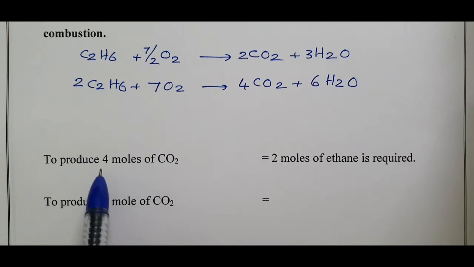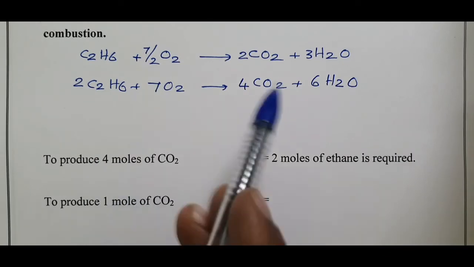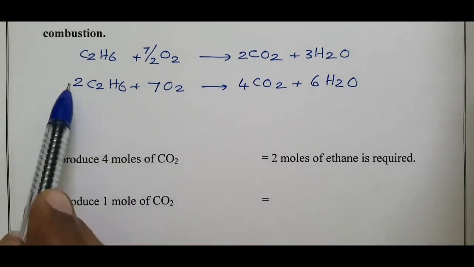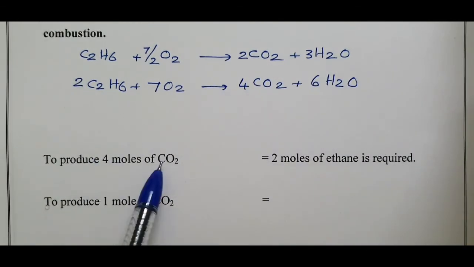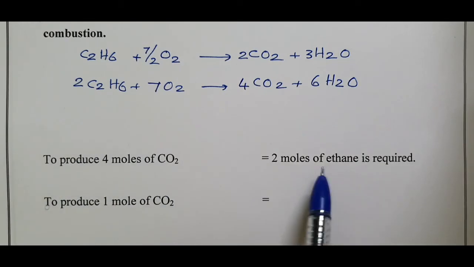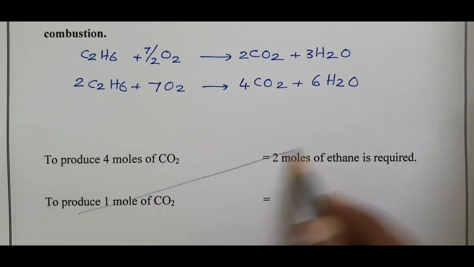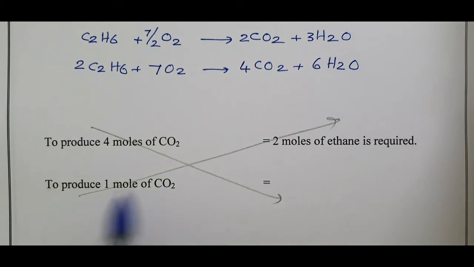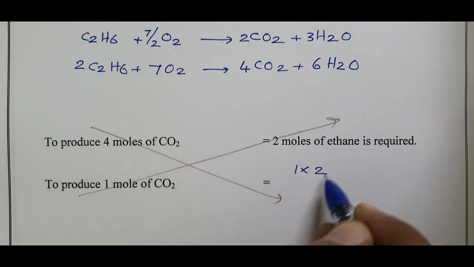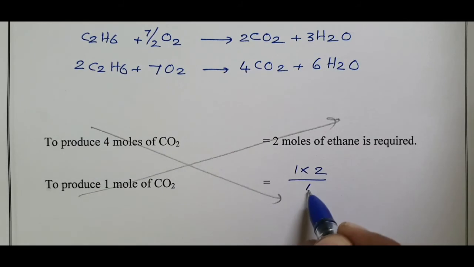Now, to produce 4 moles of carbon dioxide, 2 moles of ethane is required. To produce 1 mole of carbon dioxide, how many moles of ethane is required? Cross multiply and divide by the given value. When you cross multiply, 1 into 2 moles divided by 4.